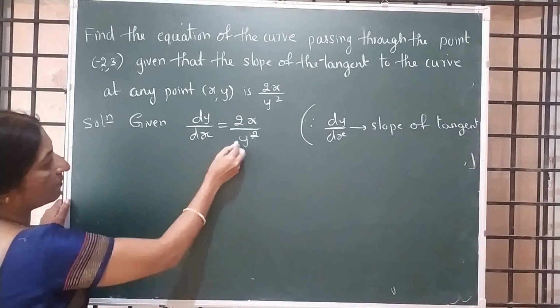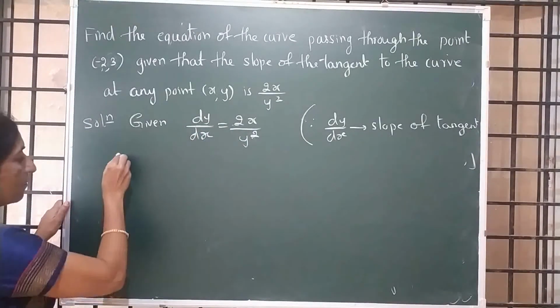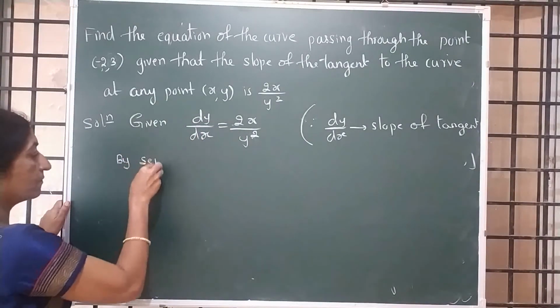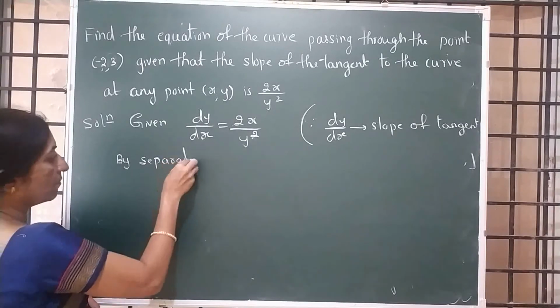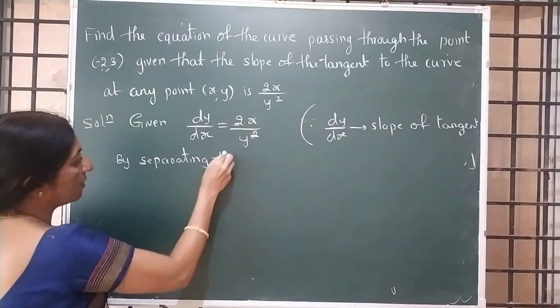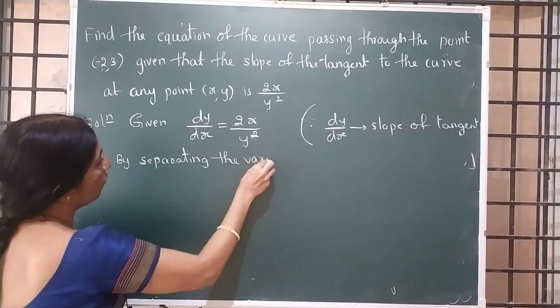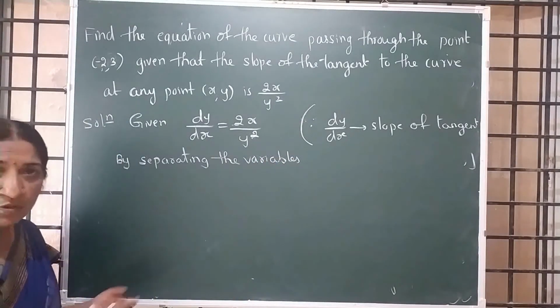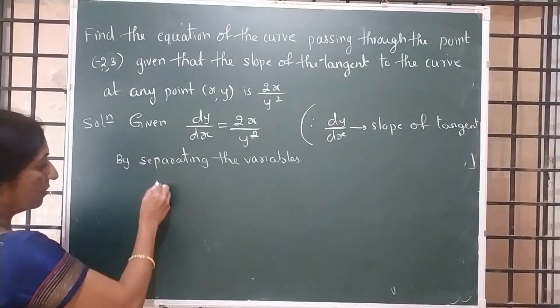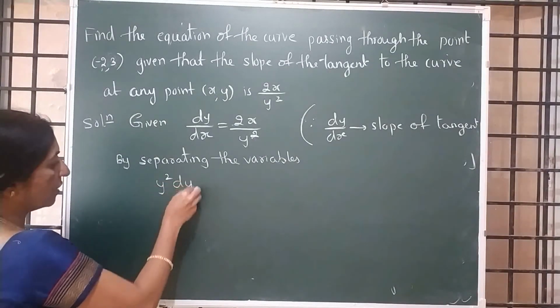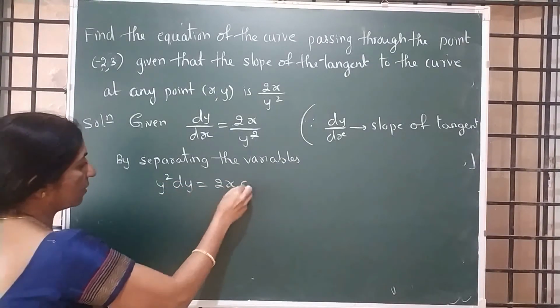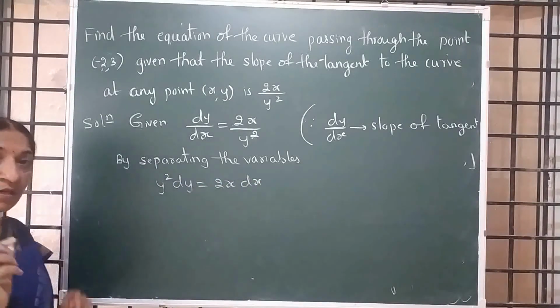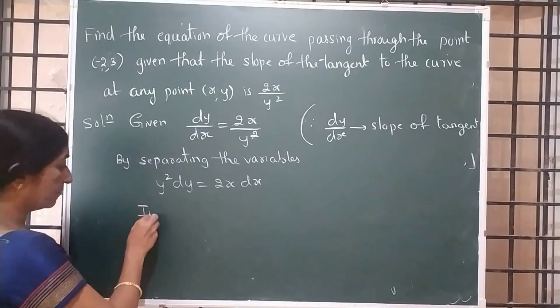Now separate the variables, just cross multiply, but don't write like that. Instead of writing cross multiplying, write by separating the variables. You are in second year, use the standard word. y square into dy is equal to 2x into dx. See? Now go for integration.